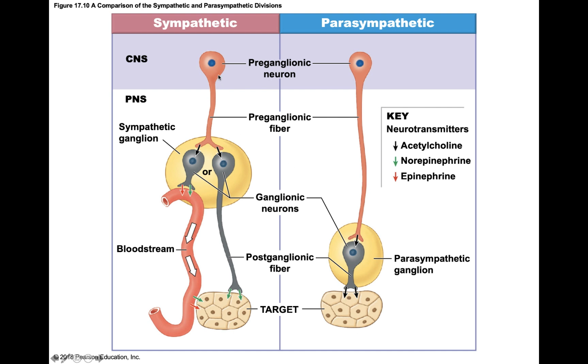So short preganglionic, long postganglionic, and acetylcholine is released here, cholinergic, and norepinephrine is being released here. Norepinephrine and epinephrine are being released in the bloodstream through the adrenal medulla. Long preganglionic, short postganglionic, acetylcholine is being released at both of the sites.